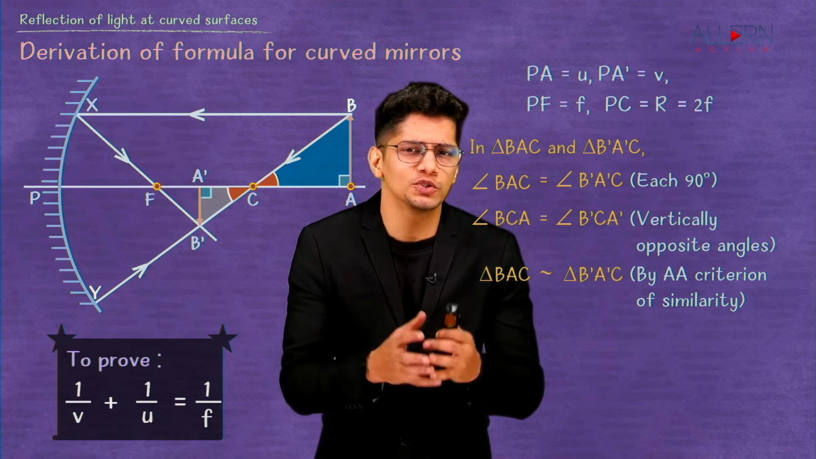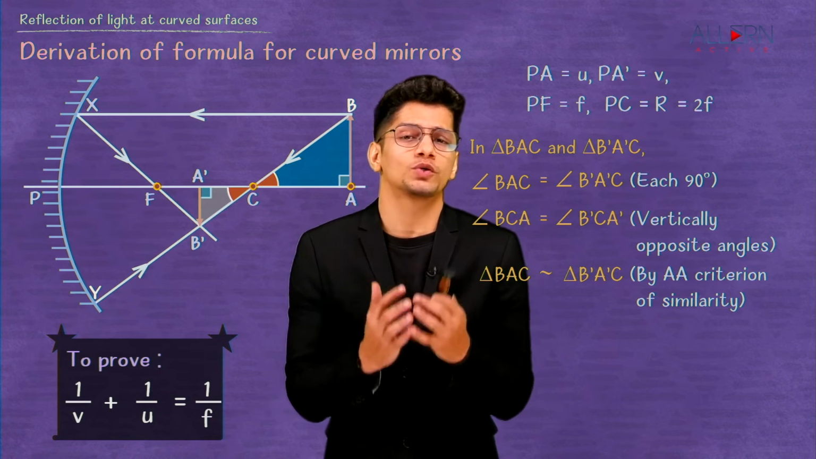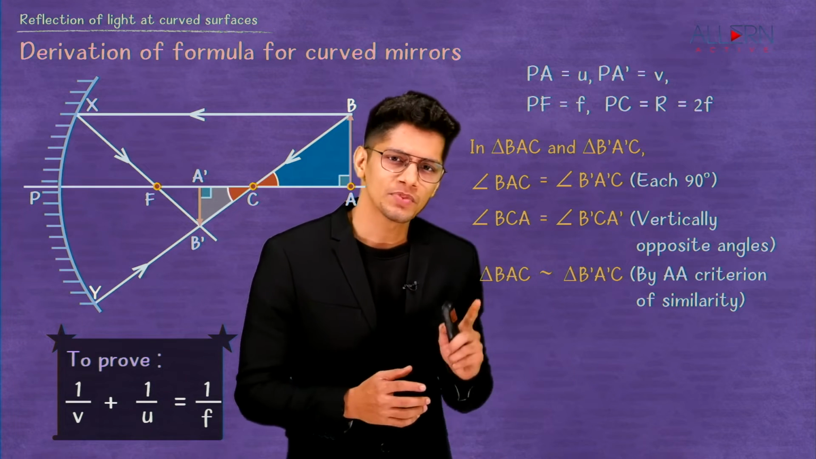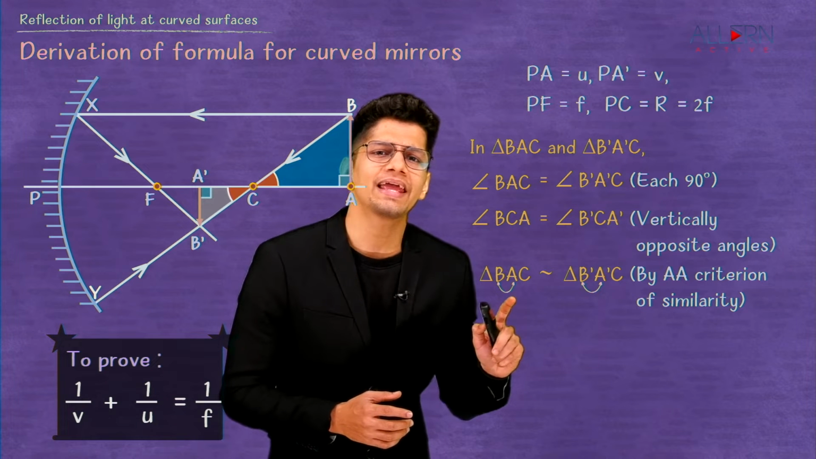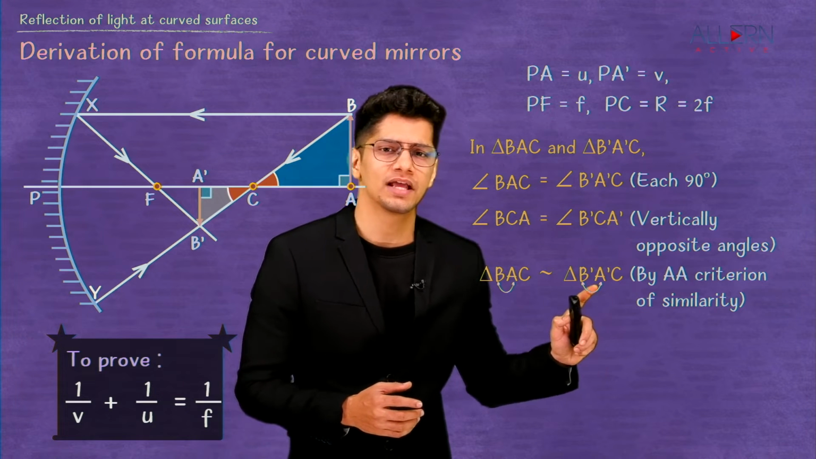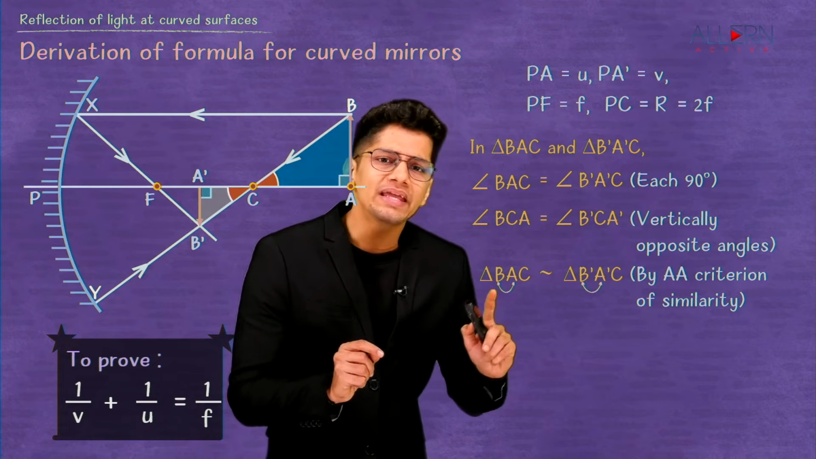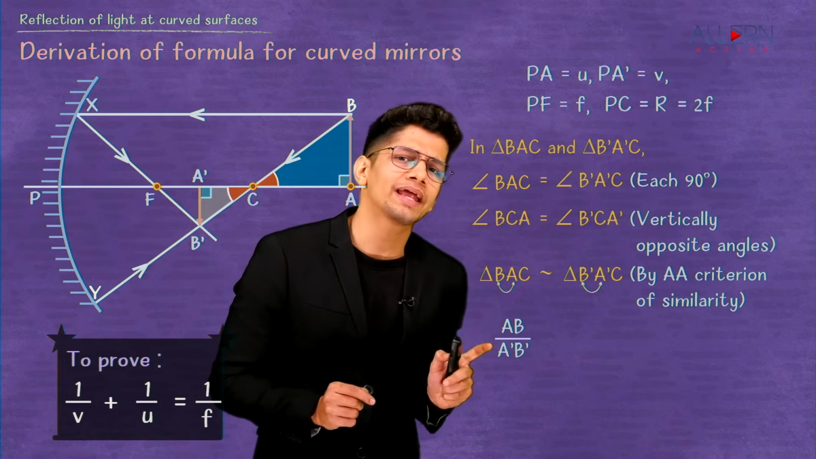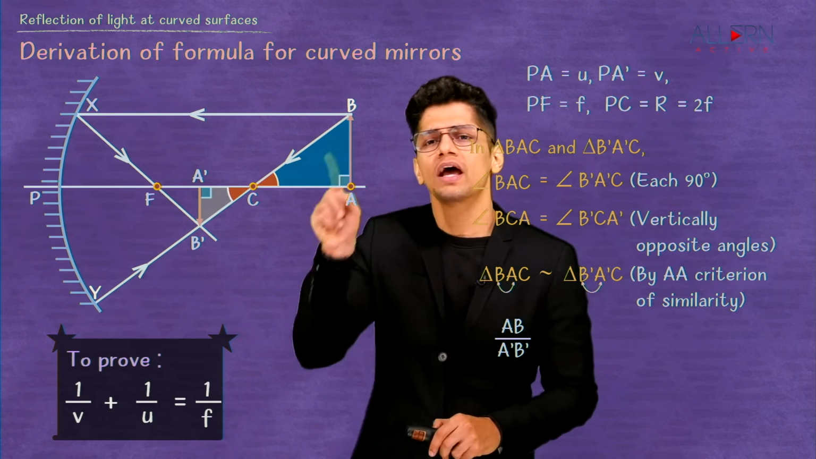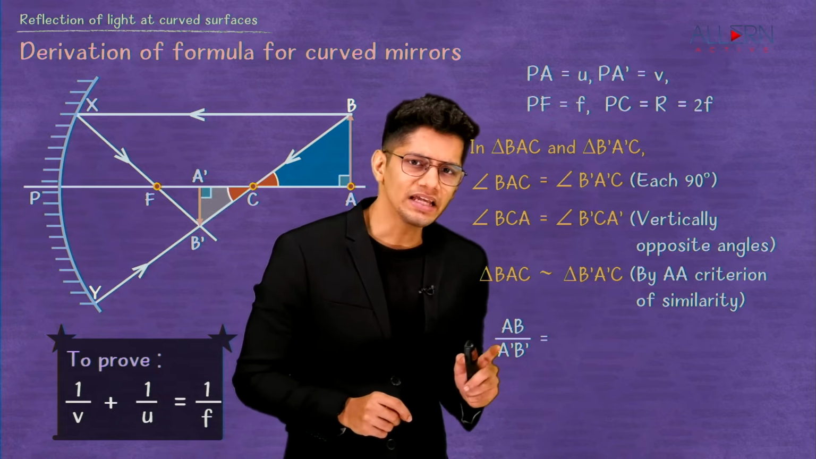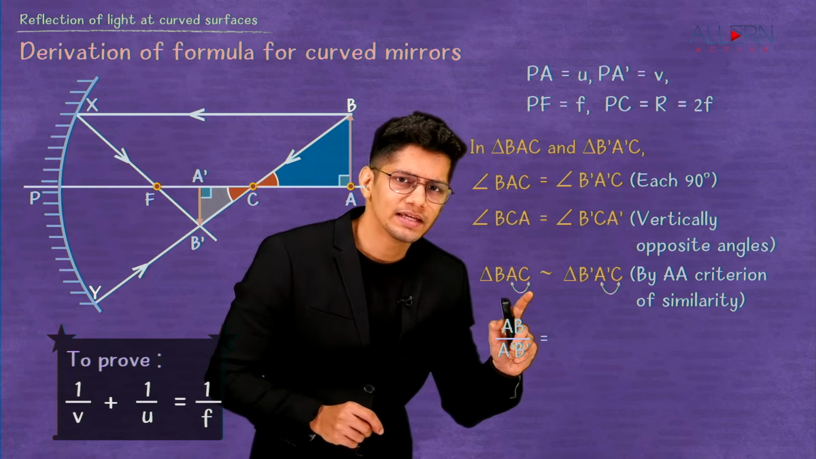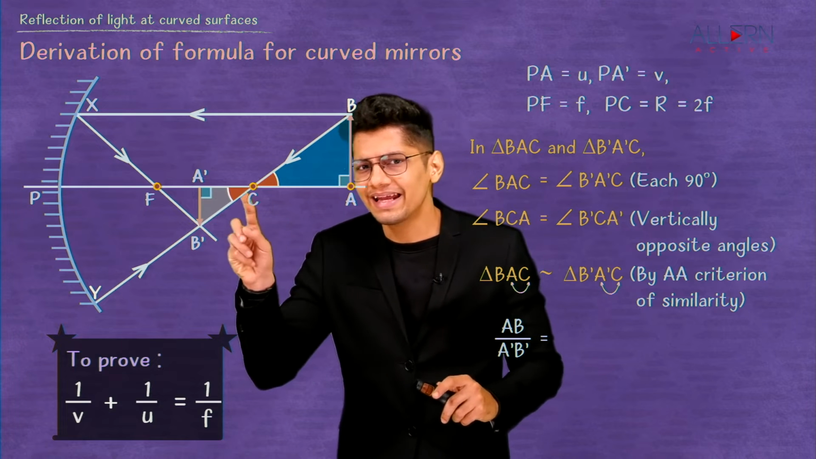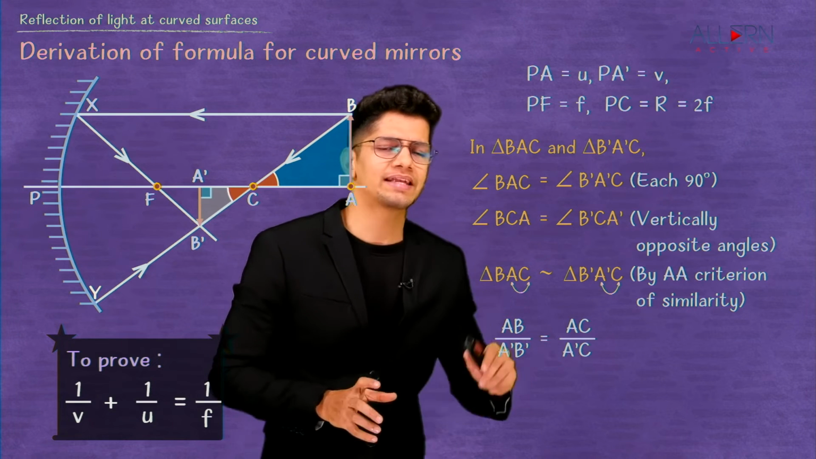So after proving the two triangles to be similar, now we have to write down the ratios of their corresponding sides. Let's start writing. So first of all, we'll have BA and B dash A dash. Can we write it as AB and A dash B dash? Absolutely. So we have AB upon A dash B dash is equal to AC and A dash C. So we write AC upon A dash C.